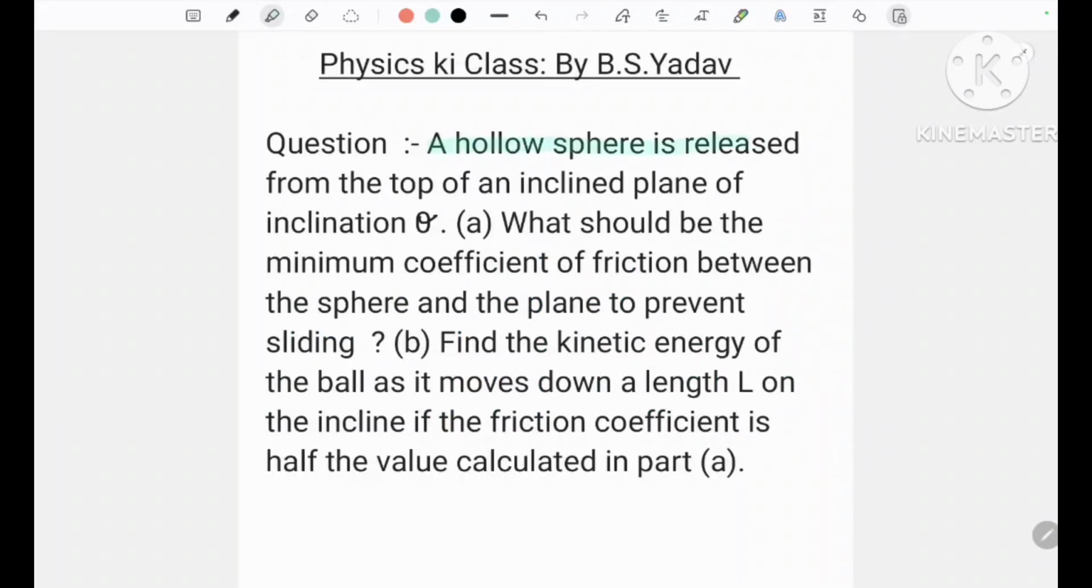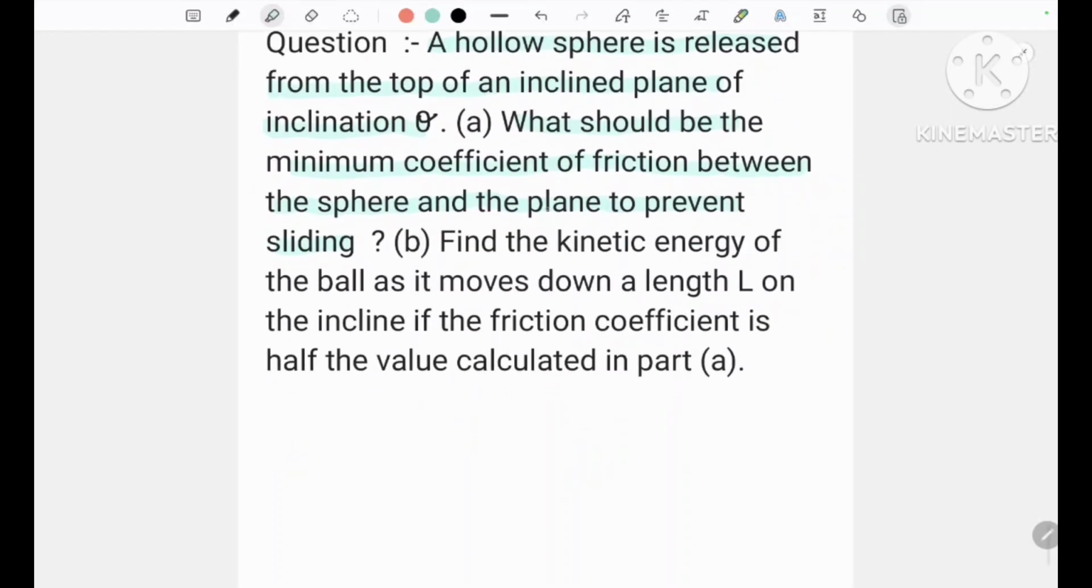A hollow sphere is released from the top of an inclined plane of inclination theta. Part A: What should be the minimum coefficient of friction between the sphere and the plane to prevent sliding? Part B: Find the kinetic energy of the ball as it moves down a length L on the incline if the friction coefficient is half the value calculated in part A.